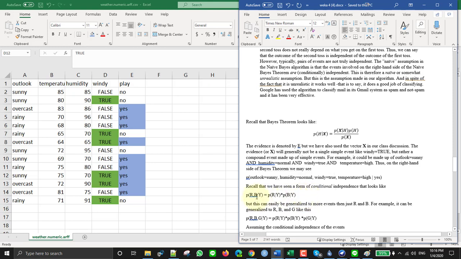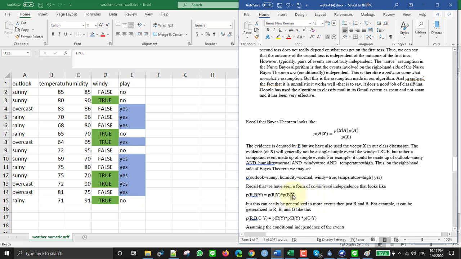Regular independence would not have the Y here, it would not have the Y here, and it would not have the Y here. Without those Y's, this is a rule which, when satisfied, means that R and B are independent. Now with the Y's, we say that R and B are conditionally independent. This is a lot to go through in this video, but we did go through it in class, so I'm not going to go through it in as much detail right now.